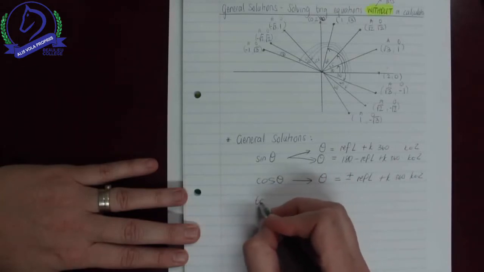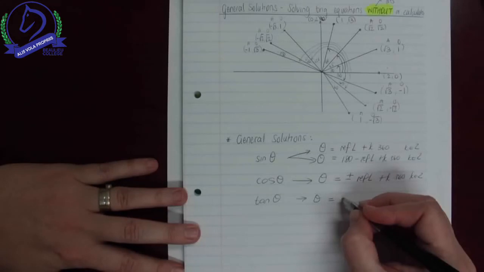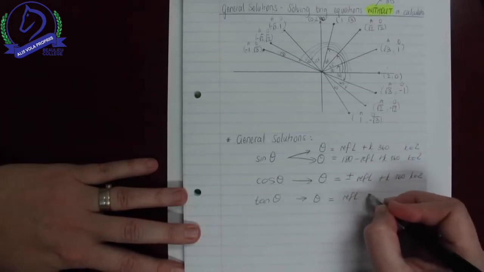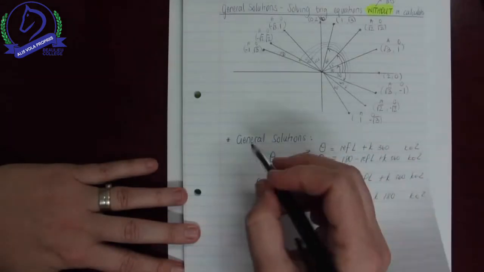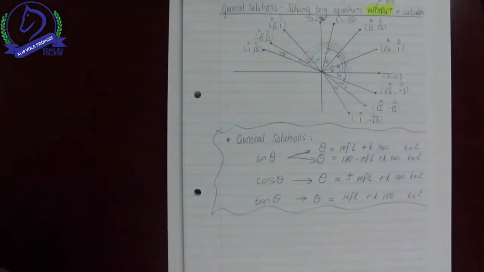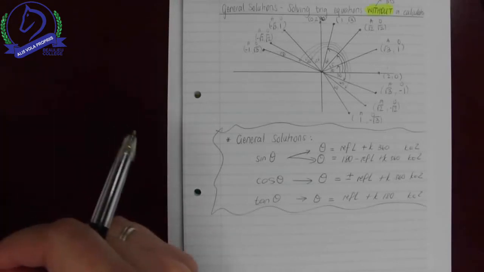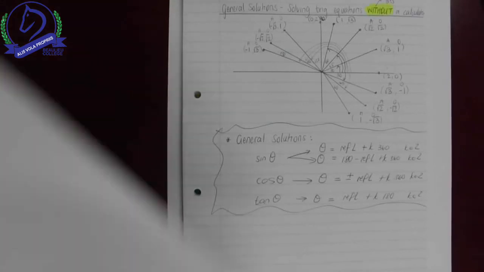And when I talk about tan, theta will be the reference angle plus k times 180. Okay, so that's my summary for my general solutions. I have pre-written down the examples for you, so I'm just going to look at them.